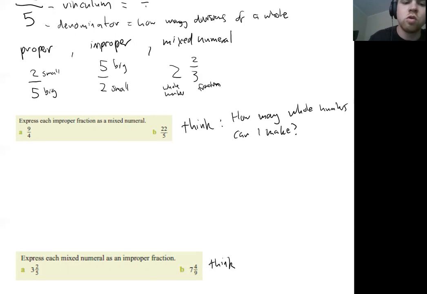And also, what is the remainder? What is the remainder? So that's what we need to think about when we're converting from an improper fraction to a mixed numeral. What do I mean? Let me show you.